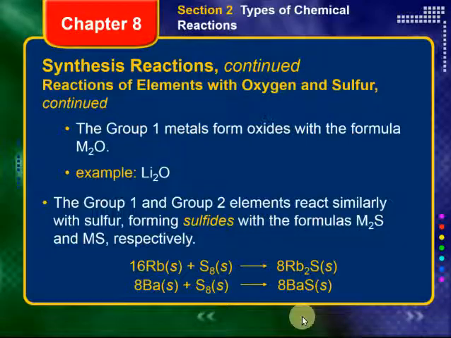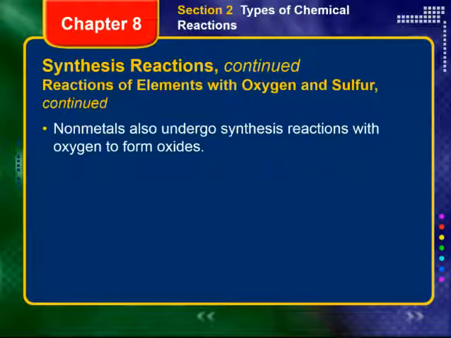For example, we have rubidium reacting with sulfur right here, and then we have barium reacting with sulfur right here. Notice we need twice as much rubidium as we would need barium to react with 8 sulfurs because we need to balance out the charges there.